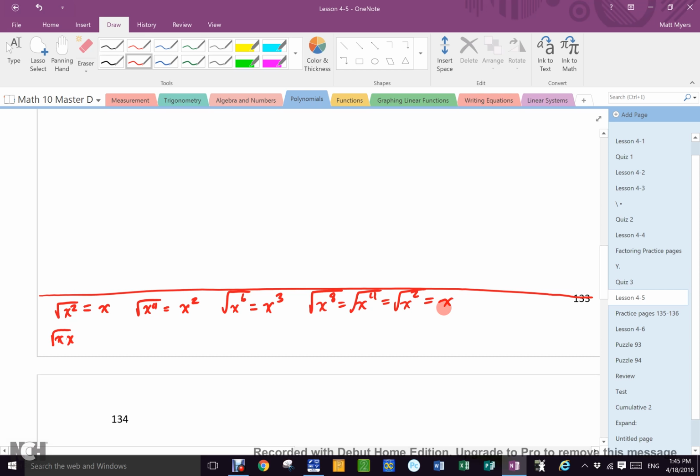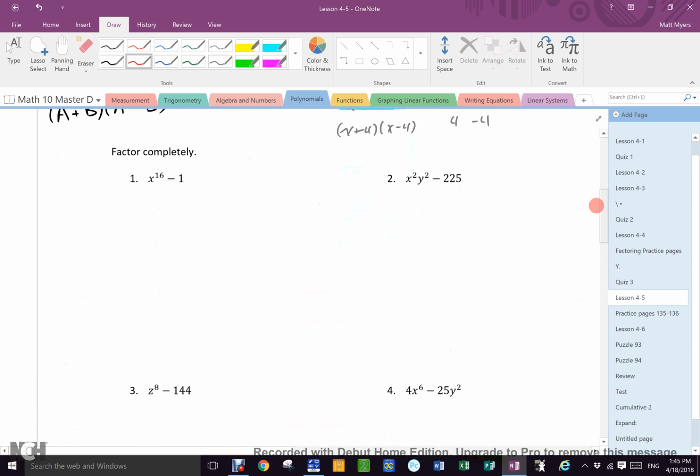What is happening to the exponents when I'm square rooting? They're dividing by 2, which means if the exponent is even, does it have a square root? Yes. So what would the square root of x to the 14th be? X to the 7th. Can I square root x to the 7th? No. Why? Because the exponent's not even. Everybody with me? Everybody? All right.